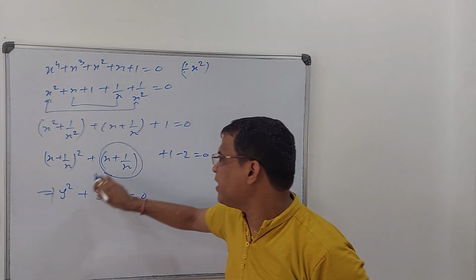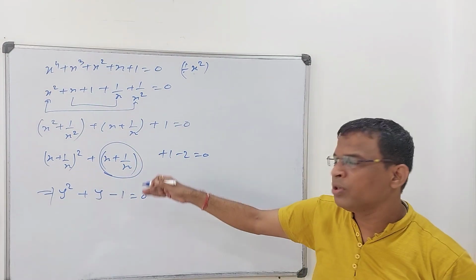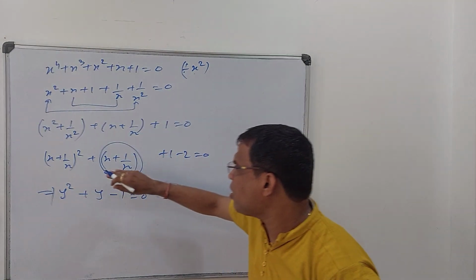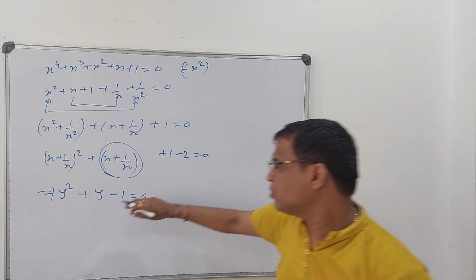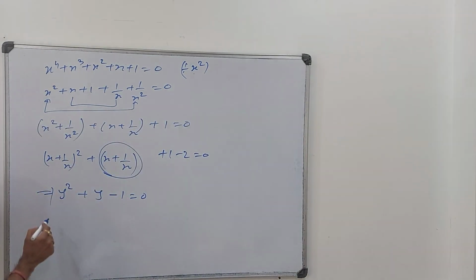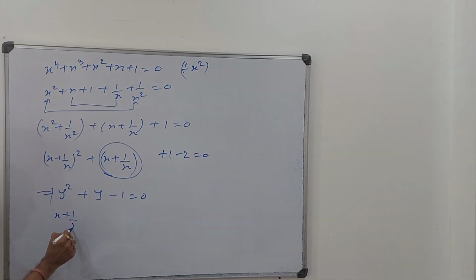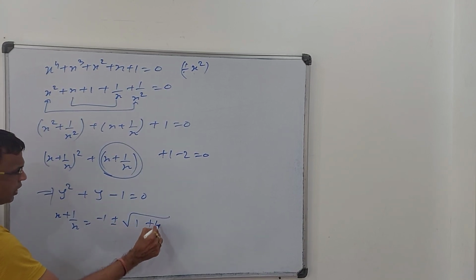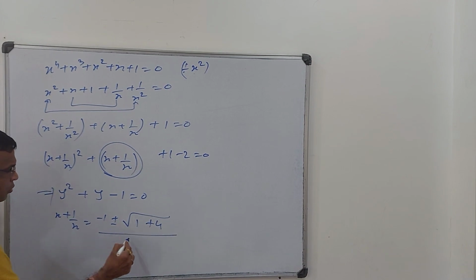That is something an extra step. You can directly say x plus 1 upon x is equal to... You don't need to convert this into y and all that. Directly you can see, because you can see on the face that it's a quadratic. So by using the formula, what will be the value of x plus 1 upon x? That is minus b plus or minus root of b square minus 4ac upon 2a.